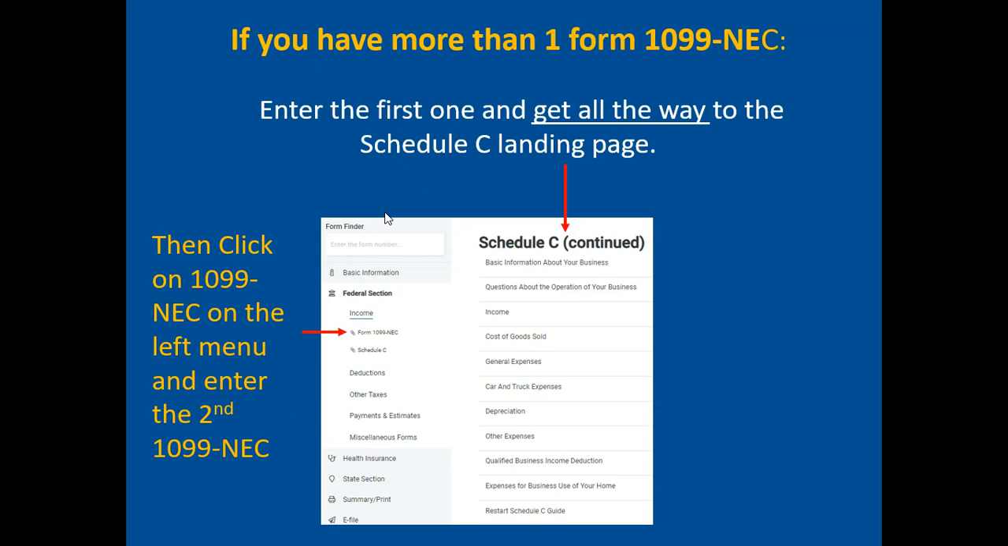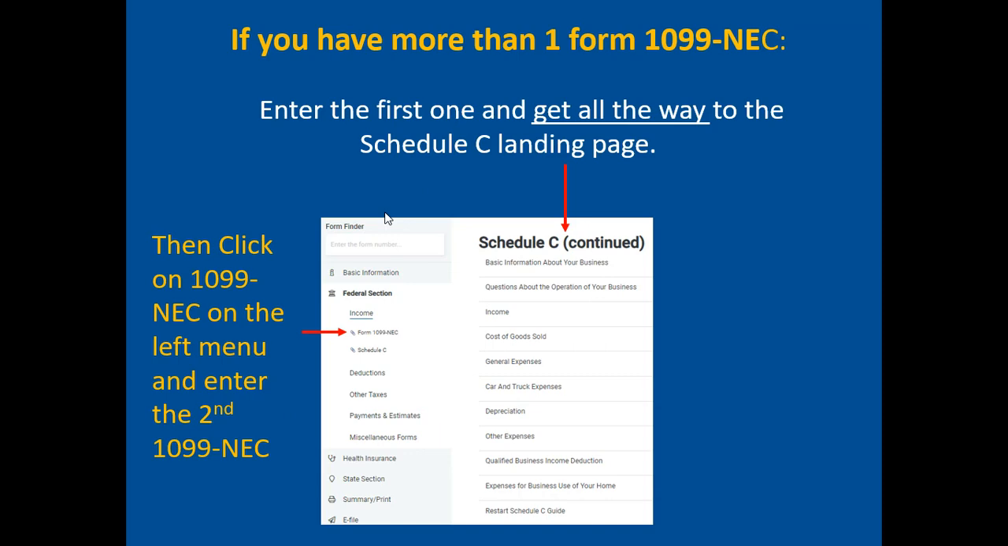You're going to have to do the business name, business code, and then you can do the income and expenses, just like I showed you before. If you have more than one 1099 NEC for this company, for this work, put them on the same Schedule C. Remember, you're doing a Schedule C for your business. You could have a lot of tax forms for your business.